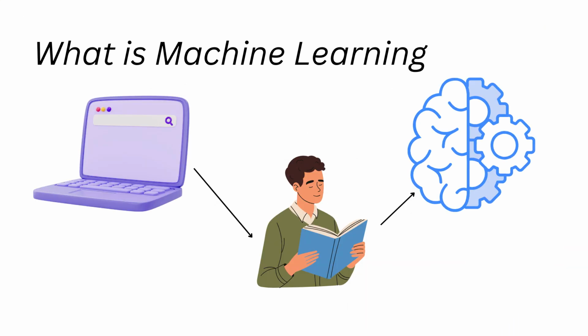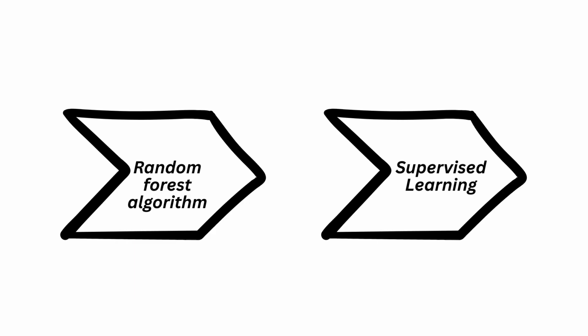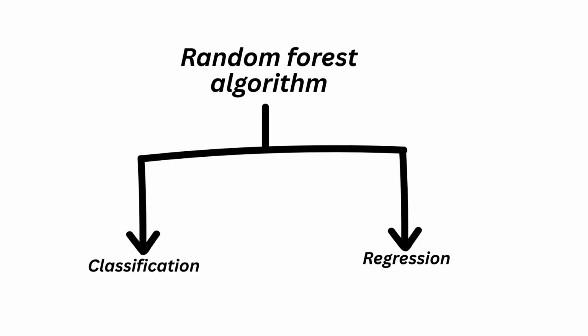In short, machine learning means we enable the machine to learn automatically from experience and improve its performance based on that experience. In machine learning, there are three main types: supervised learning, unsupervised learning, and reinforcement learning. Random forest algorithm is a supervised machine learning algorithm. It is mainly used for classification and regression. First of all, it creates multiple decision trees and combines each tree's result to get a more accurate and stable prediction.